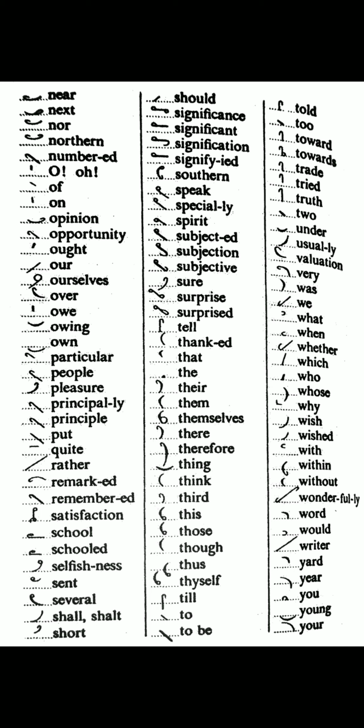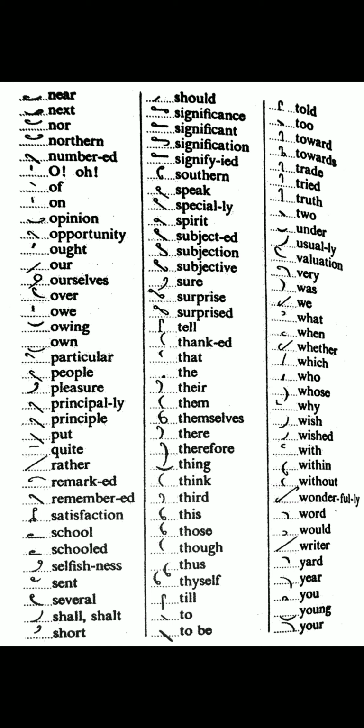S circle D with N hook on the line for southern. S circle P through the line for speak. S circle P on the line for special and specially. S circle with SPR circle, SPR halved on the line for spirit. S circle B on the line for subject and subjected. S circle B with chan hook on the line for subjection. S circle B with V hook on the line for subjective.